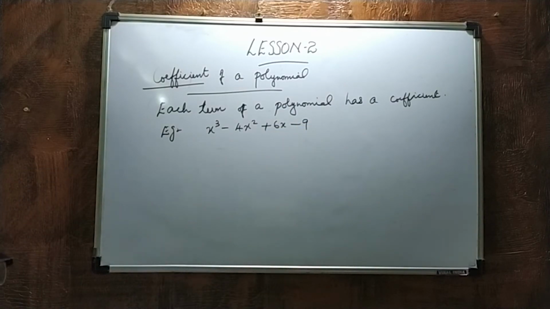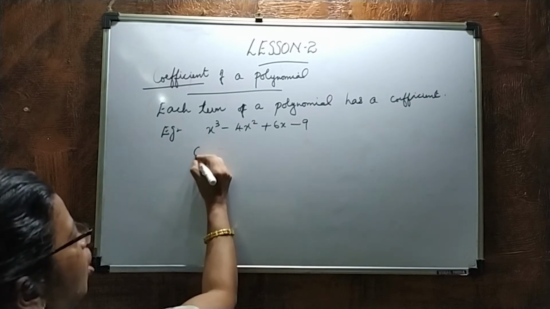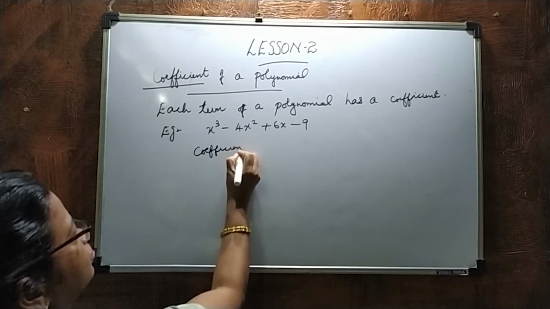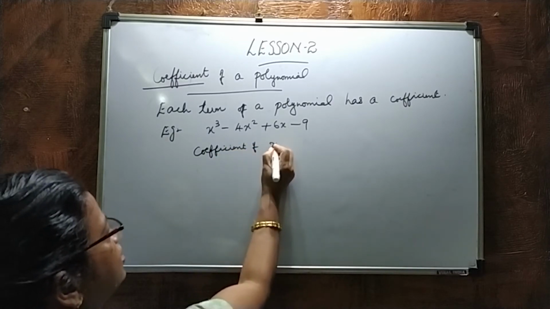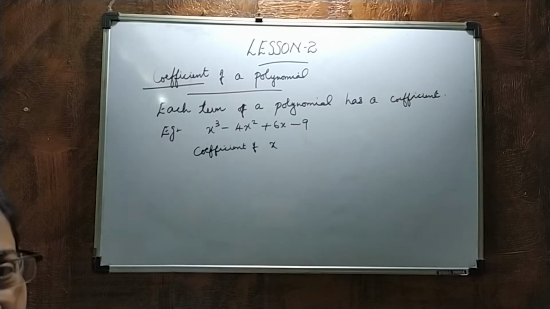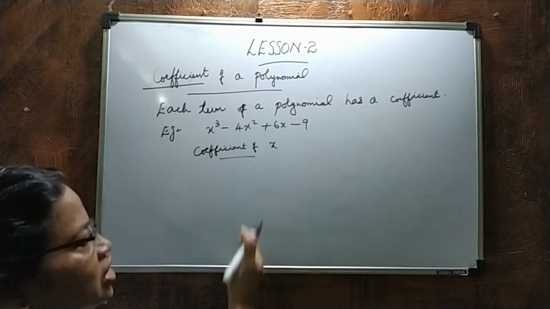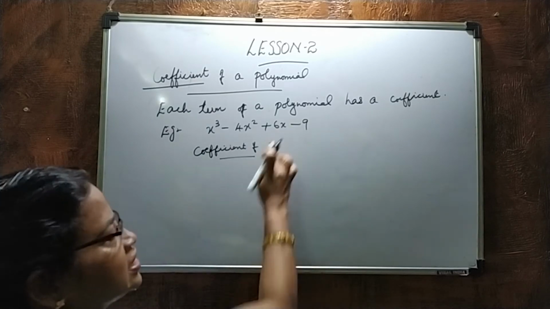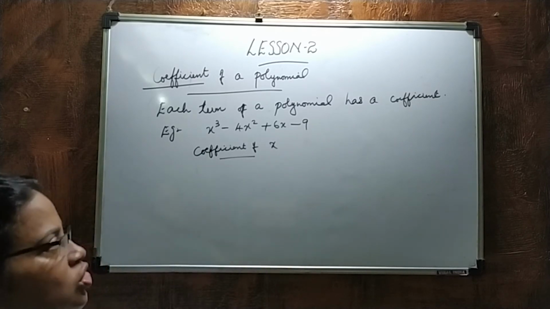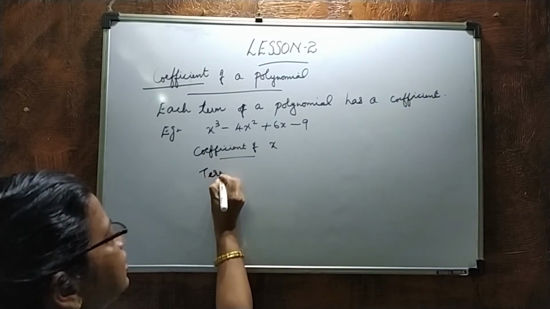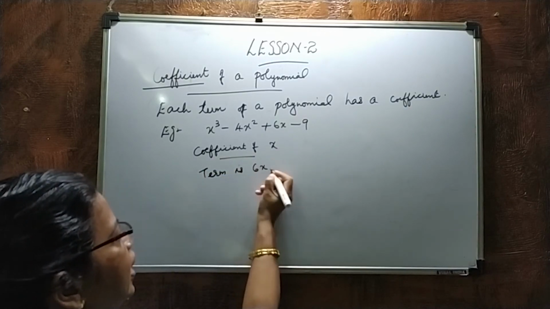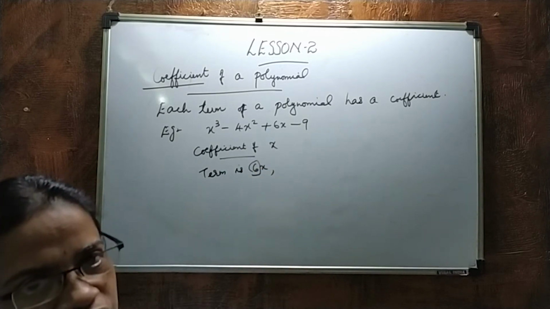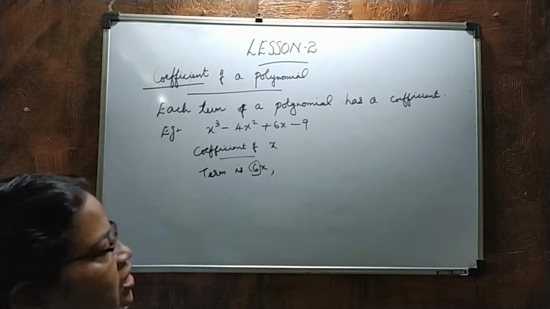This is a polynomial. From there, you have to find out the coefficient of x. How will you find out the coefficient of x? Just find out the term which contains x. Which is the term that contains x? 6x is there. Right? So, the term is 6x and the coefficient is, just avoid that x, the balance will be the coefficient. So, it is 6.